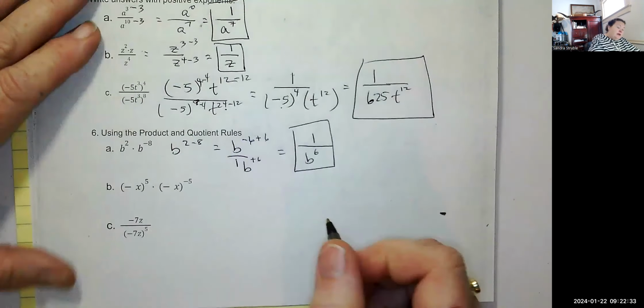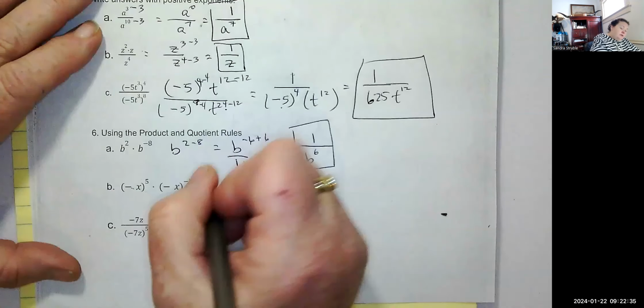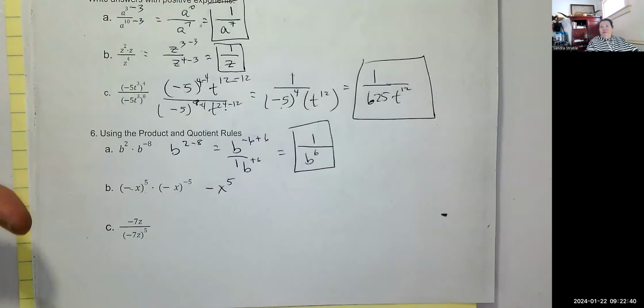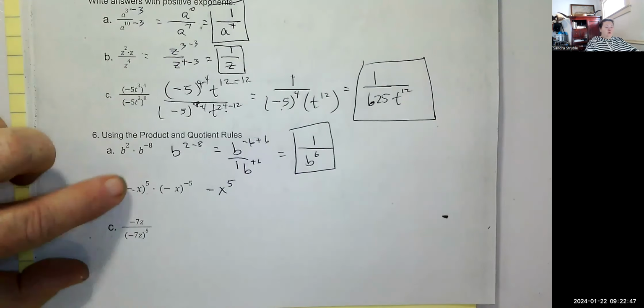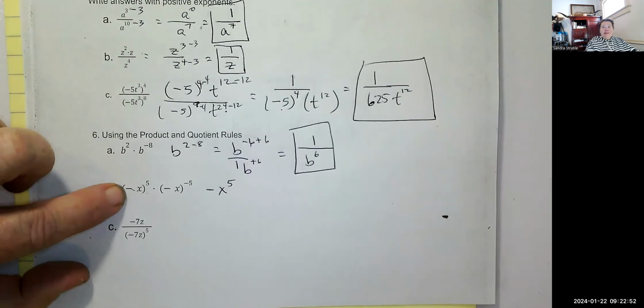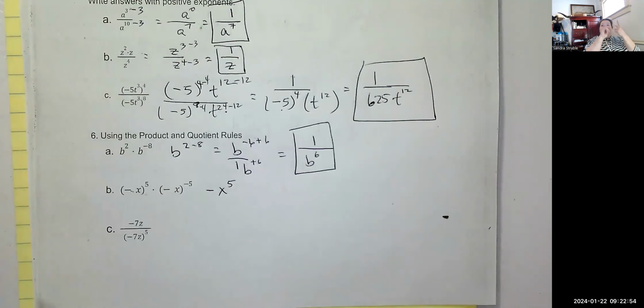Positive exponents. Negative x to the 5th is negative x to the 5th. Anytime you have a negative in the parentheses with an odd exponent, the negative stays. If you have a parenthesis with an even exponent, and there's a negative in here, it becomes positive. A negative times a negative is a positive, times a negative is a negative, times a negative is a positive, times a negative is a negative. So anytime you deal with an odd exponent and there's a negative in the parentheses, it's going to be negative.